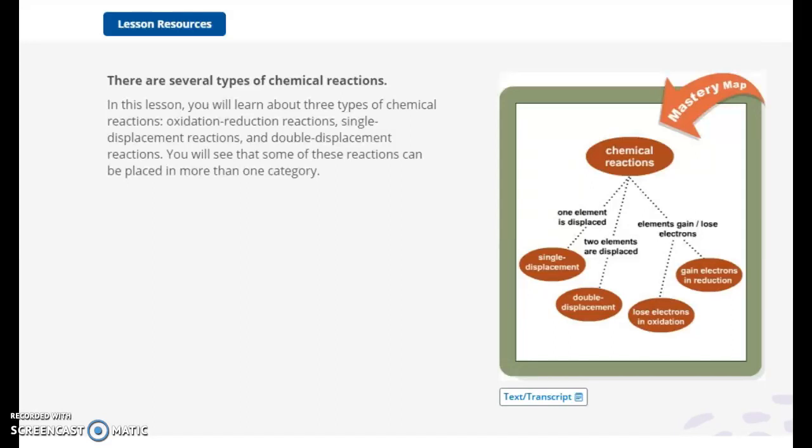Hi, Core Chemistry, Mrs. KJ here, going over Lesson 5.05, Types of Reactions, Part 2. All right, so in the last lesson we talked about combustion, synthesis, and decomposition reactions.